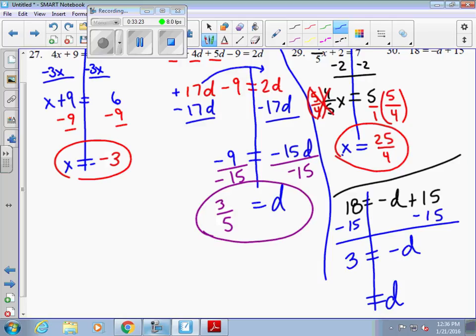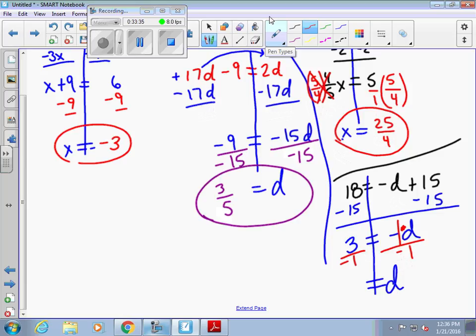Now that's not d, that's negative d, or negative 1 times d. So if you need to write that in, do that. Undo negative 1 times something by dividing by negative 1. If you do it there, do it here. 3 divided by negative 1 is negative 3. That part cancels out. D then is equal to negative 3.